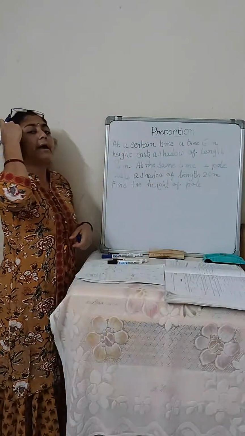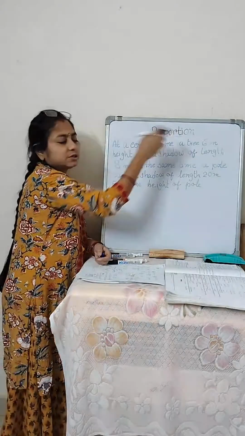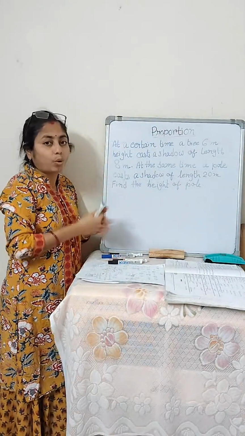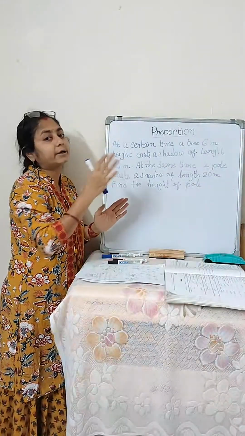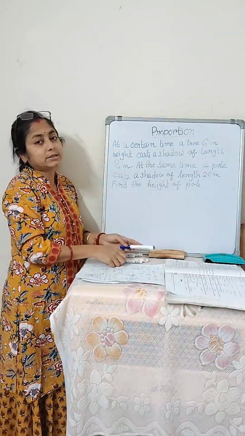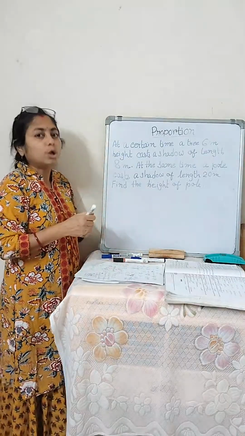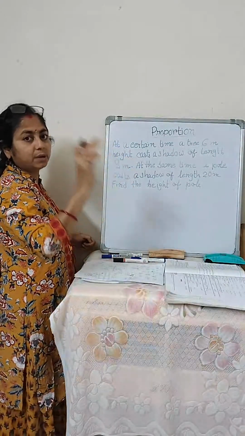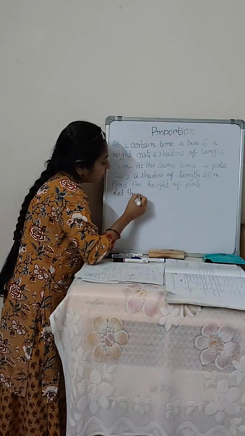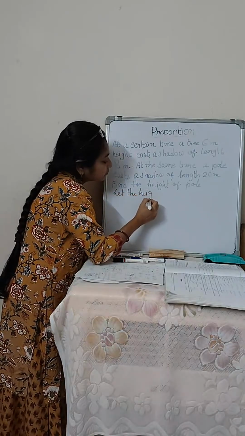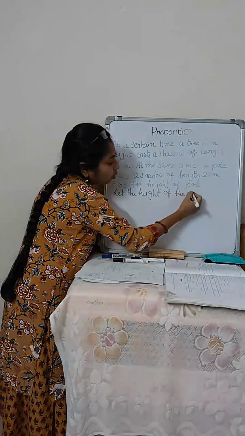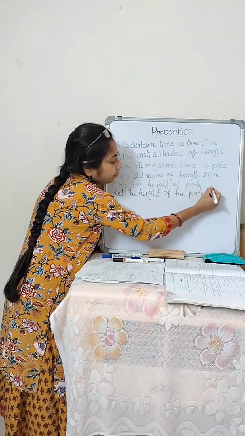Listen, there is a tree of 6 meter, the shadow is 8 meter, and the second thing is the pole. You do not know the height of the pole, but you know the shadow of the pole. So first we find the height of the pole. Let the height of the pole be x.